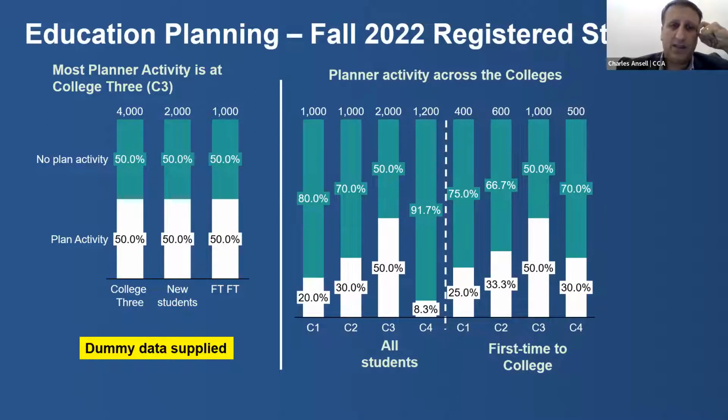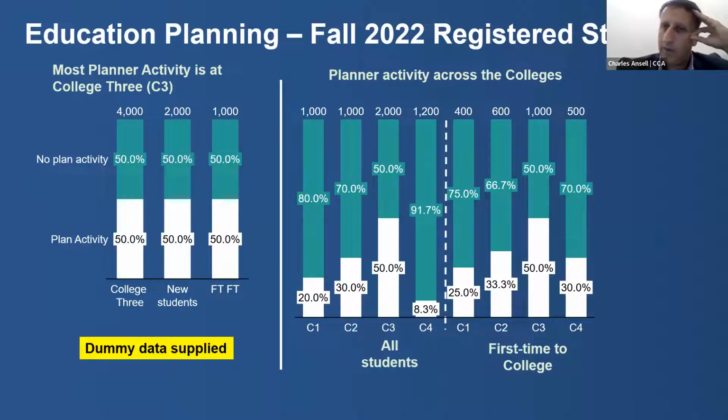So here, with dummy data for our system, we see that college 3 is at 50% of students having plan activity. For new students, 50% of them. For first-time full-time, 50%. And you can see for all students, colleges C1, C2, and C4 are at different rates and are lower than college number 3.